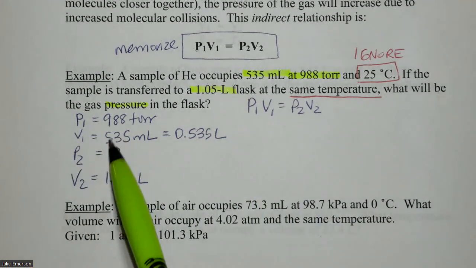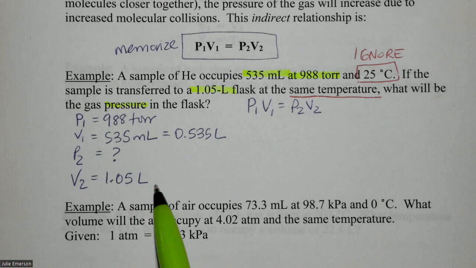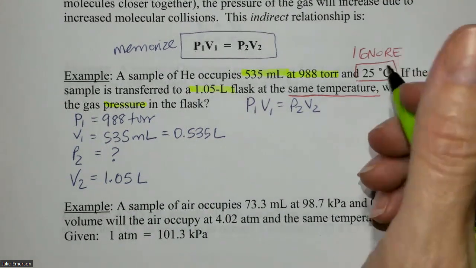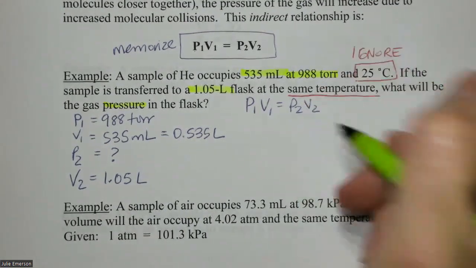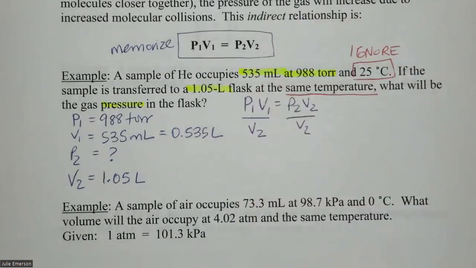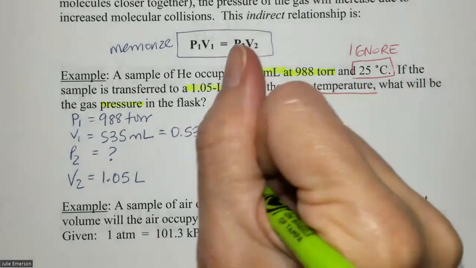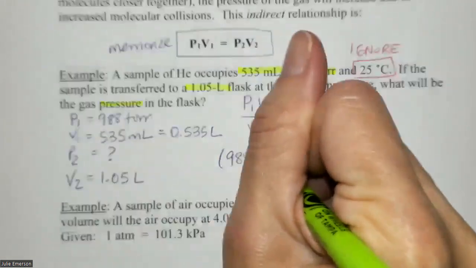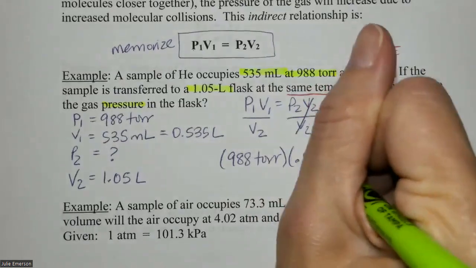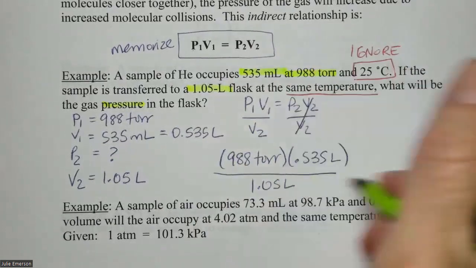Okay, so I've got P1, V1, V2. P2 is the unknown, or the X. We took V1 to liters just because V2 was in liters, but again, they both could have been in milliliters. That part doesn't matter. Now we can plug and chug. We're solving for P2. So I'm going to go ahead and divide both sides by V2 so that I can get rid of it on the right. Now I can plug everything in. So my P1, 988 torr, my V1, 0.535 liters, and then my V2, 1.05 liters.